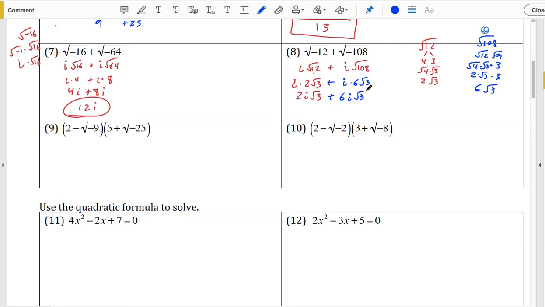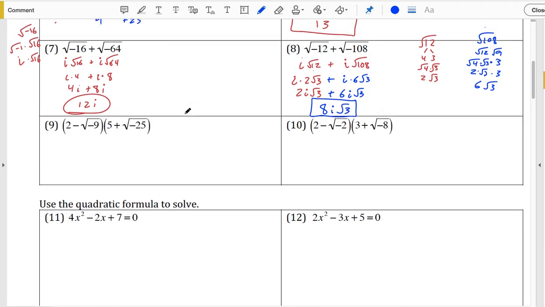So notice how they have a common root. So I've got 2i root 3 plus 6i root 3. Because they have the same root, I can add these and create 8i root 3. So 8i root 3, final answer there. Okay.